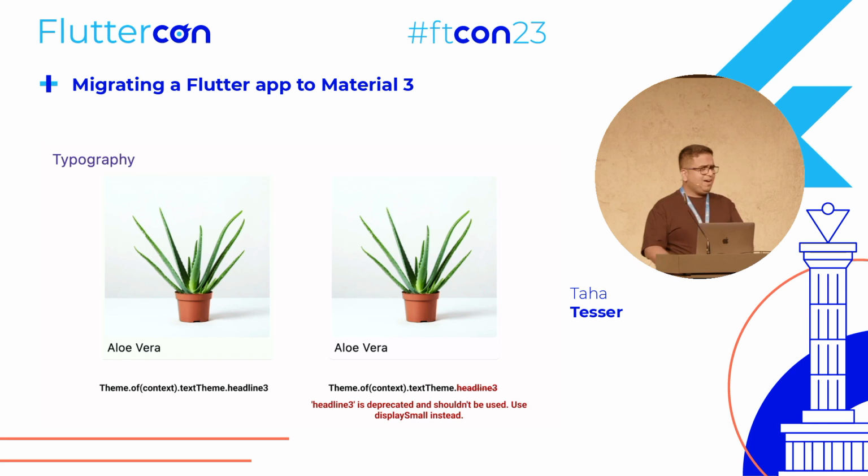Then, if you have an existing app, which most of you obviously will, and you're using the system theme, like the typography theme from the theme data, such as headline 6 or headline 3, when you use Material 3, it will have scribbles. It will be crossed over. It will say it is deprecated and to use this new typography value. And even though it doesn't throw any error, it's already using display small in this case.